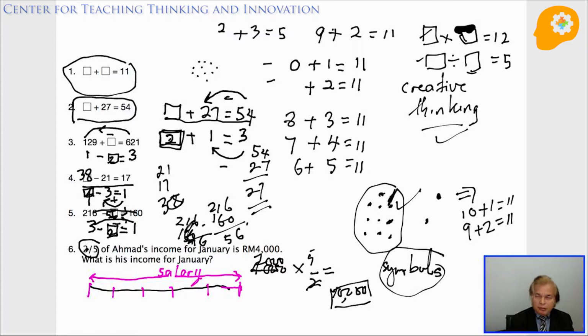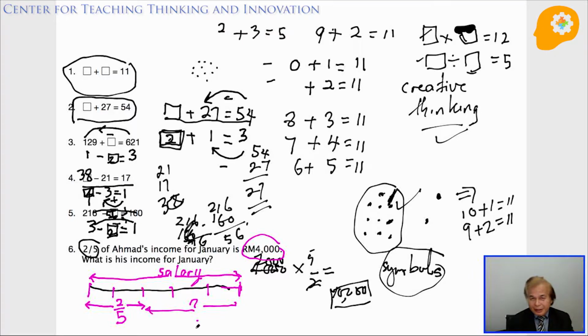Now, 2 over 5 means 2 parts. So tell your kids to draw this. You don't draw, but you let your kid draw this. Let your daughter draw this. All right. Now, what else? What other information is given? Okay, 4,000. This 4,000 represents what? Ask her, where should she put the 4,000? Is it here?